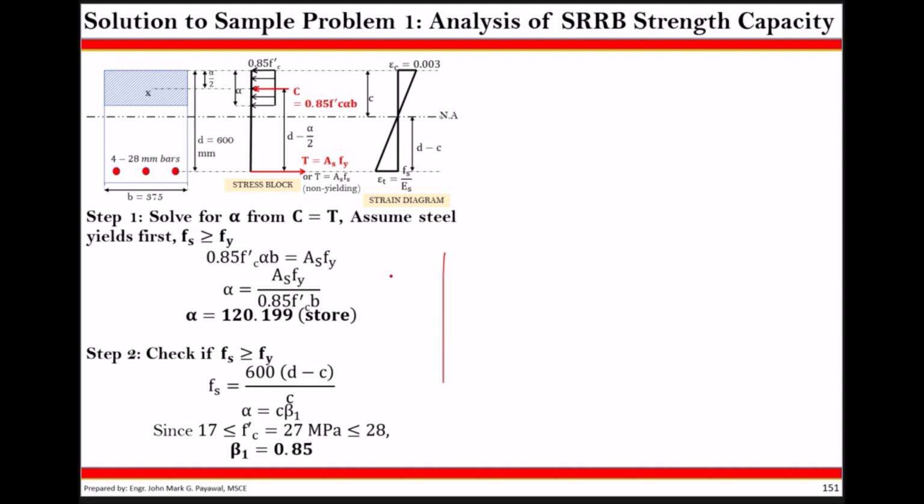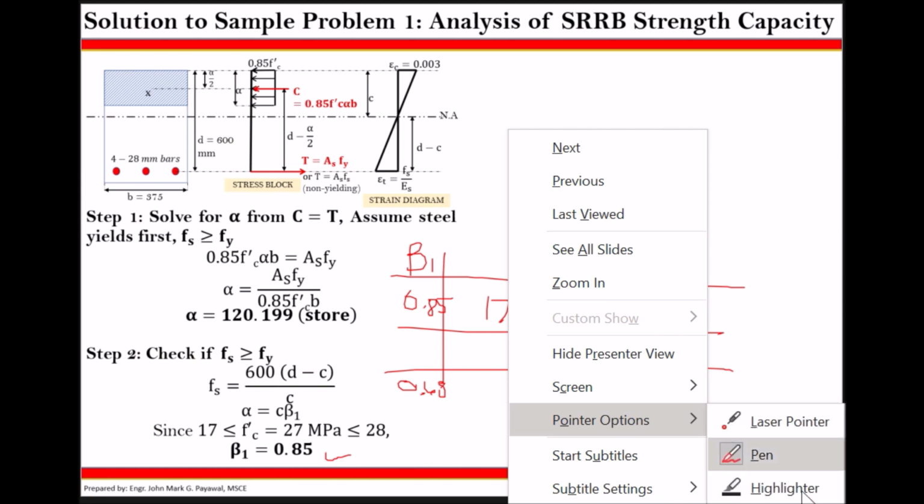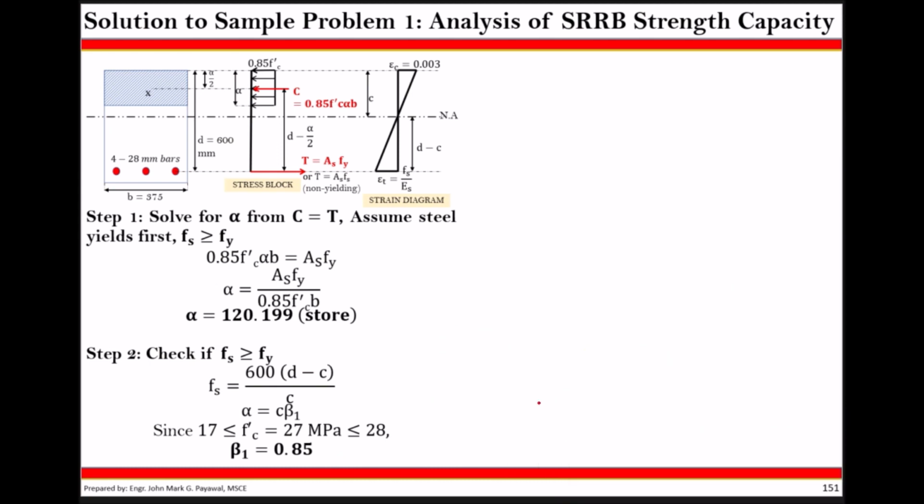We always remember our relationship. This would be 0.85. This would be 0.65. Let's first discuss this one. If it's 0.85, Fc prime, and then this is beta 1. Here, I'm just showing you for better understanding. If my Fc prime is ranging from 17 but less than 28 or equal to these two values, it's 0.85. That's why this is what we used. How about for other values? For other values, as we proceed with the next or the future sample problems, you would see how it is different.